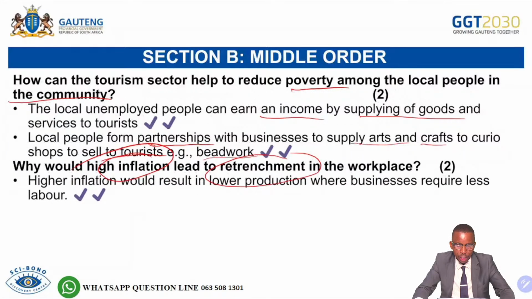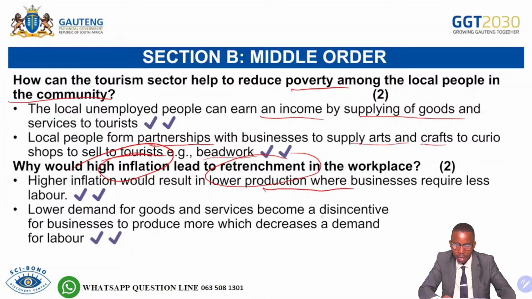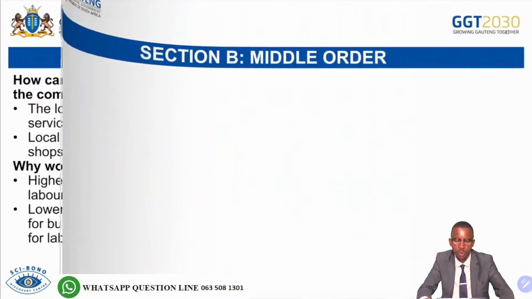So high inflation would result in lower production, where businesses require less labor. As businesses require less labor, some of the employees must be retrenched. Lower demand for goods and services becomes a disincentive for businesses to produce more, which decreases the demand for labor. There will be lower demand for labor because there will be less demand for goods and services. Firms find it difficult to keep employees while there is lower demand for the goods and services that they've produced. Then we continue.